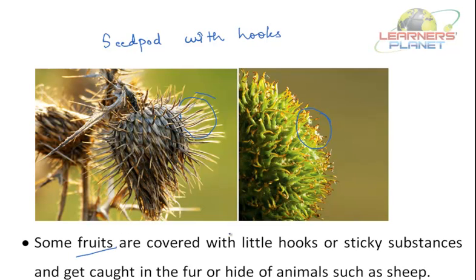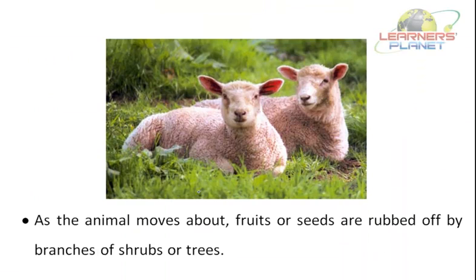So what happens? Some fruits are covered with little hooks or sticky substances, and then they get caught in the fur or hide of animals such as sheep. Like here you can see, they get caught in the fur or hide of animals, and as the animal moves about, fruits or seeds are rubbed off by branches of shrubs or trees. Even there are ducks, and they may also disperse fruits sticking in the mud on their feet. So in this way, many types of animals play a role in the dispersal of fruits and seeds. And in this way, seed dispersal takes place by animals, wind, as well as by water.